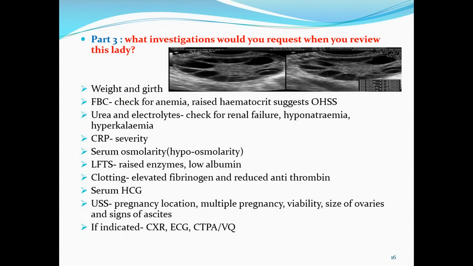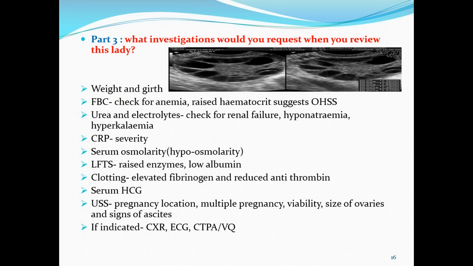Here she is pregnant, so no need for serum HCG, but I need to do an ultrasound in order to make sure of the location of the pregnancy, make sure that she's not ectopic, make sure that it's a single pregnancy, not a multiple pregnancy, see the viability of the baby, assess the size of the ovaries, and see if there is ascites. This is the basic investigation. If the patient has further symptoms which indicate complications, like symptoms of DVT or pulmonary embolism, I may order further investigations like CT pulmonary angiography and ventilation-perfusion lung scan. So don't forget that once you mention the investigation, try to explain why you need it.